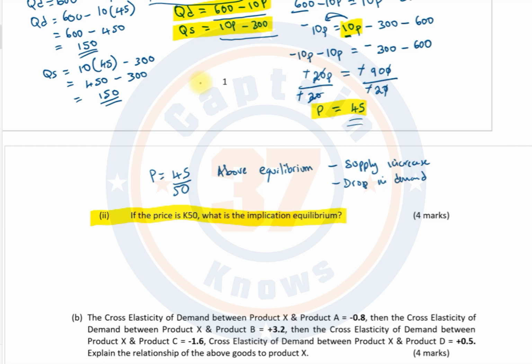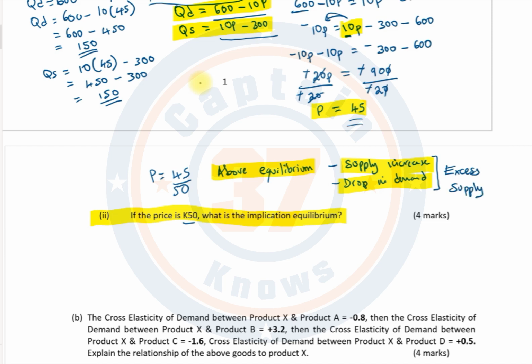So for this particular question, you simply had to write that when the price is 50, it is above equilibrium, which therefore means that there will be an increase in supply and there will be a drop in demand. This particular state, when there is an increase in supply but a drop in demand, is what is known as excess supply.